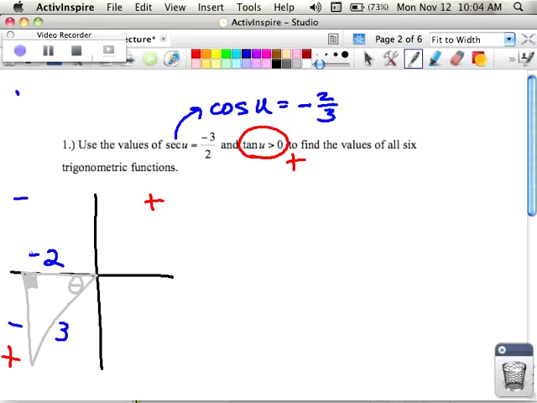Using the Pythagorean theorem, I have 3 squared, which is 9, minus 2 squared, which is 4, so that's a total of 5. Take the square root. So this is going to be the square root of 5, and since it's below the x-axis, don't forget about the negative. It's negative radical 5. And now if I want to write down the trig functions, I just start listing them all out.